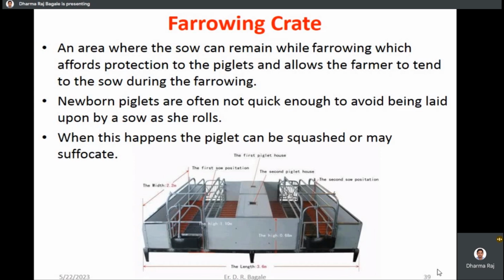And there is a small cabinet between two different farrow crates. We call it the piglet house. They can stay in the piglet house, or they can rest or play on this passage between the two farrow crates. And this is a very common design for farrowing.